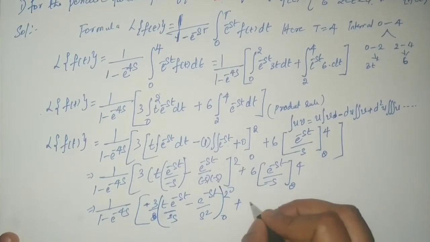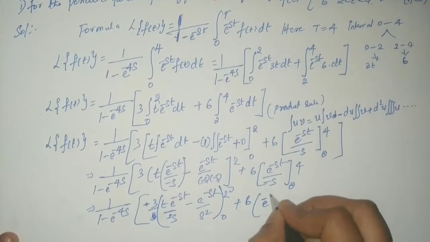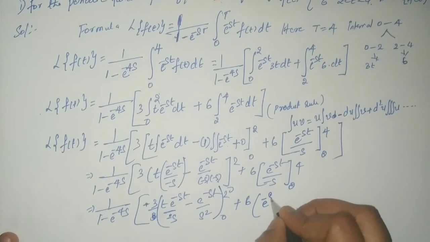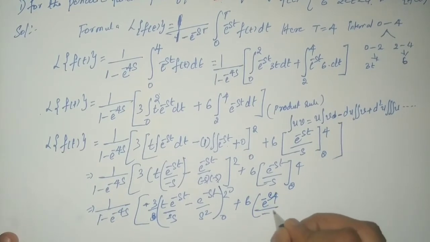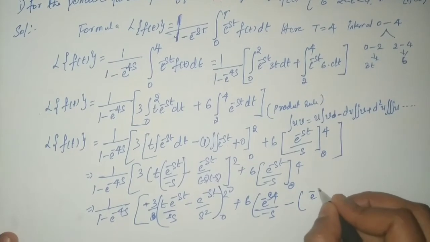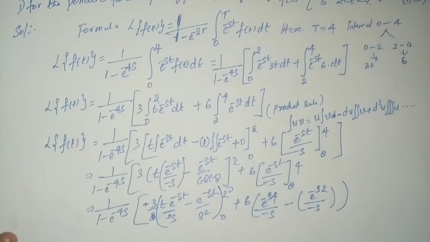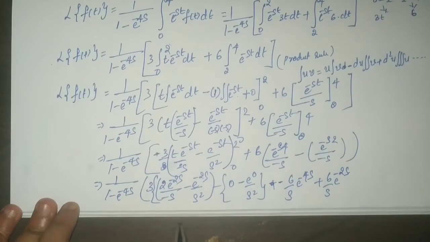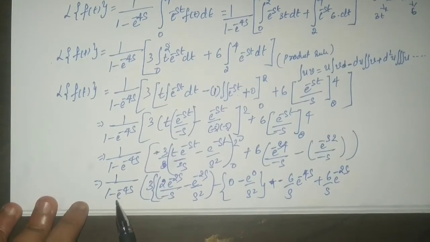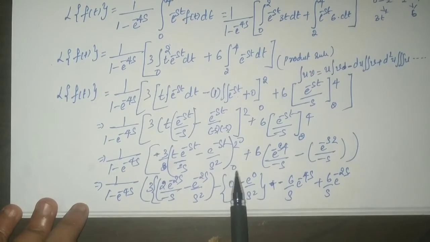Applying the limit, it's minus e power minus s t by minus s: the upper limit is 4, minus the lower limit. What is the lower limit? e power minus s into 2 by minus s. So I have simplified here, 1 by 1 minus e power minus 4s. I have kept 3 outside, and I have applied the upper limit minus the lower limit.